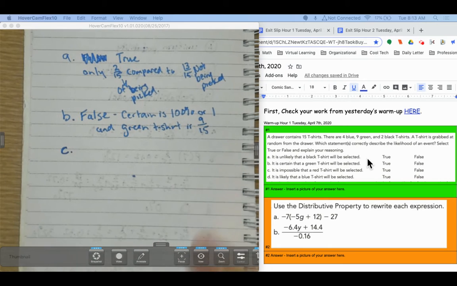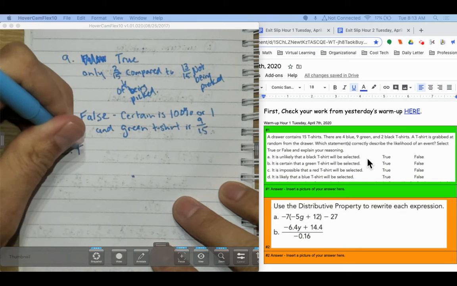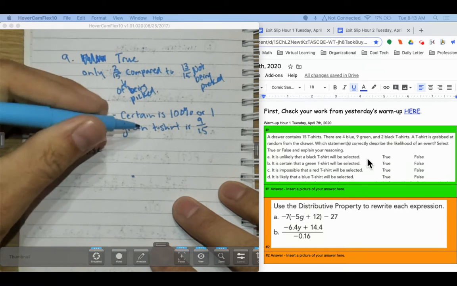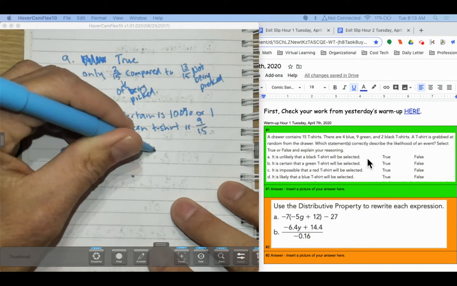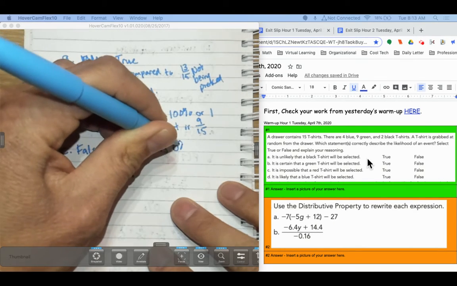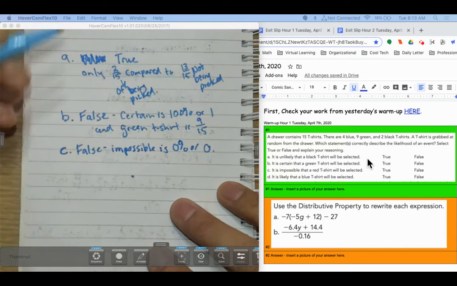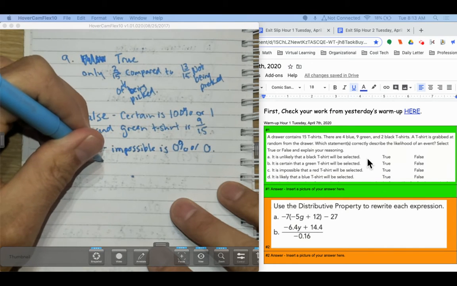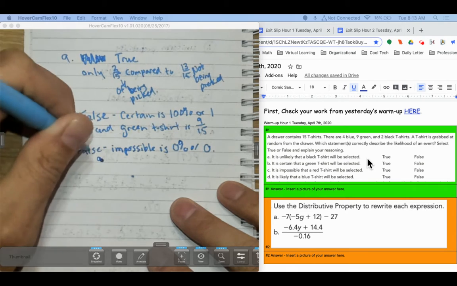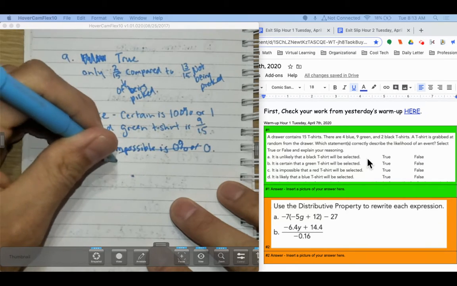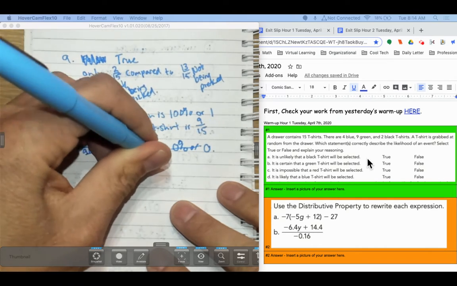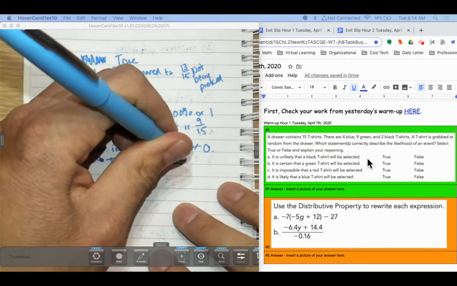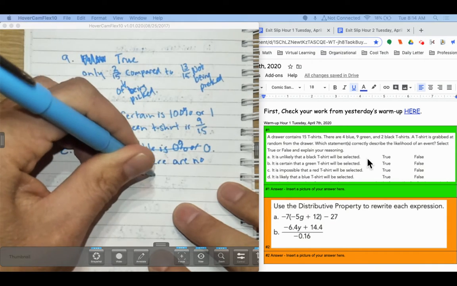C, it is impossible that a red t-shirt will be selected. That's also false. Impossible in probability is 0% or 0. And oh, wait a sec. There is no red t-shirt. My bad. True. There are no red t-shirts.